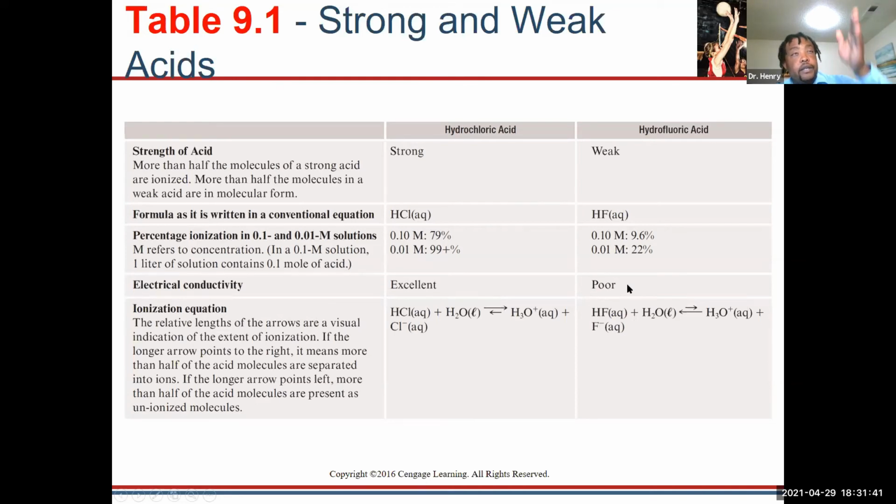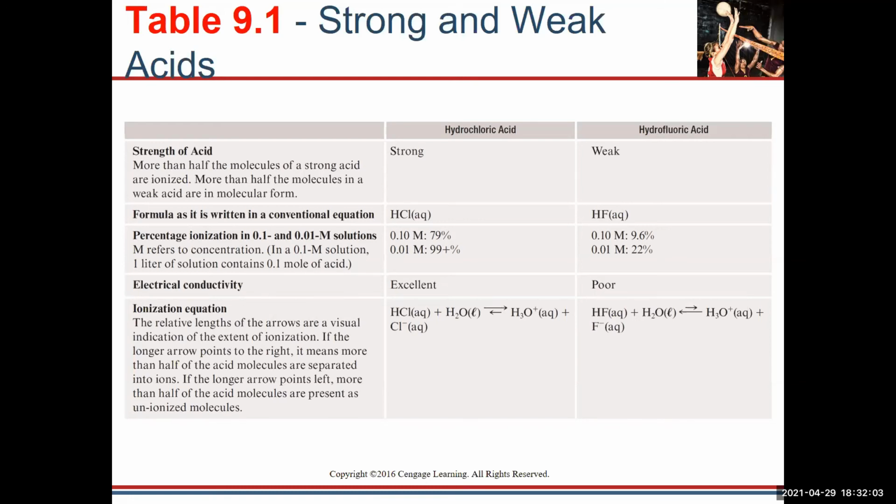Now, the funny thing is that they're both in the same group, but because fluorine is so strong in terms of electronegativity, it's not going to let hydrogen go, whereas chlorine isn't as strong as fluorine. And so hydrogen is able to go as it pleases. Okay, are you guys good? Yes. Okay.